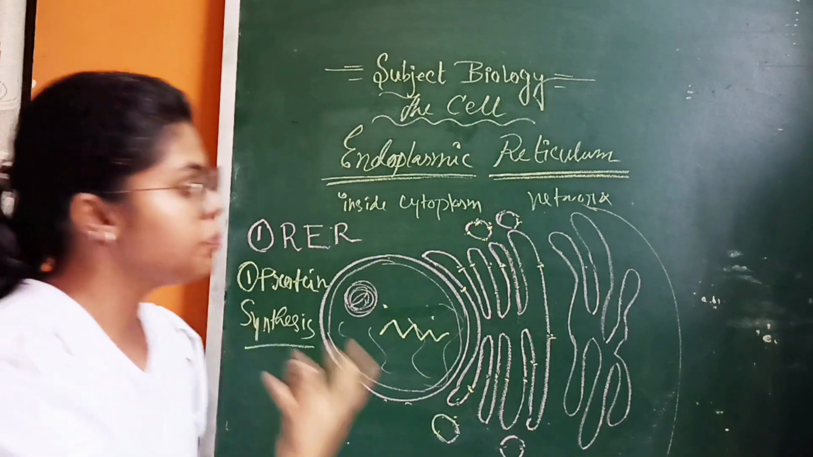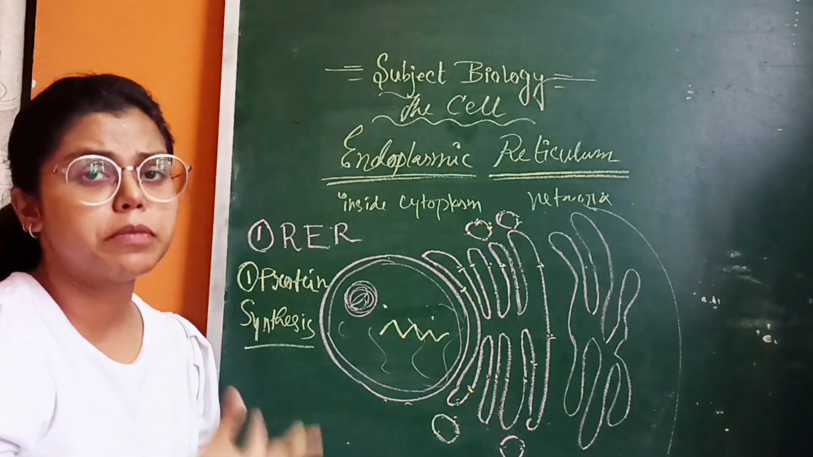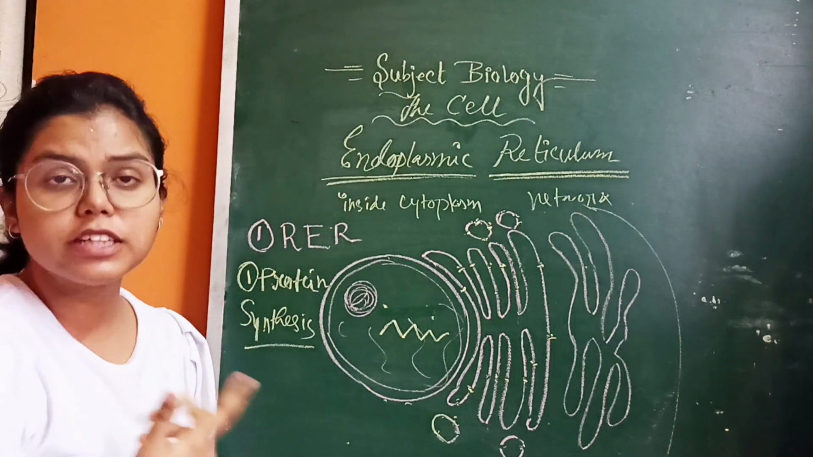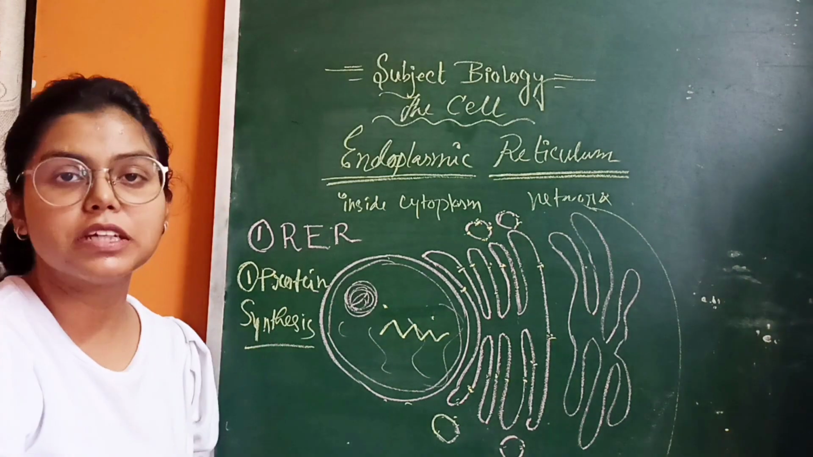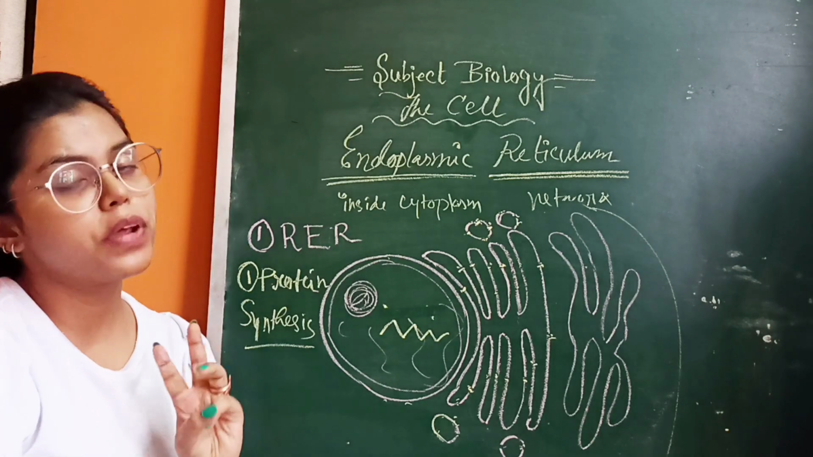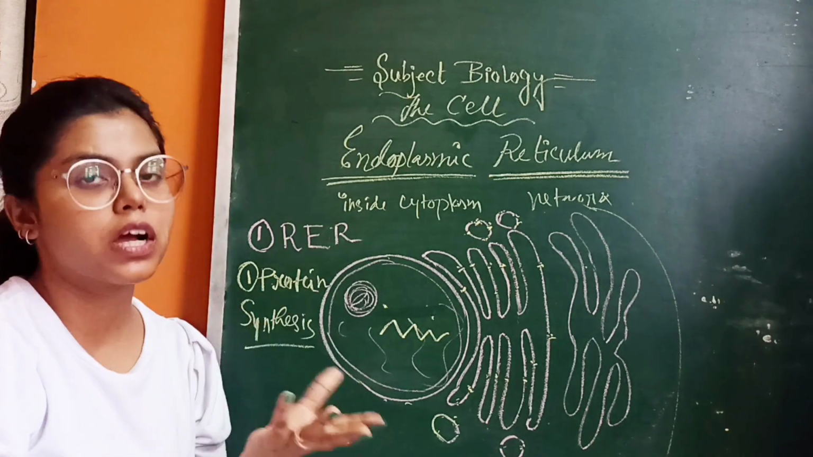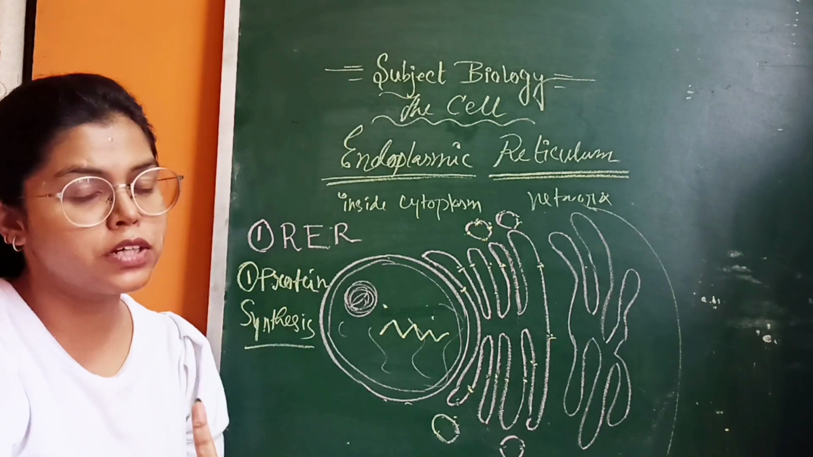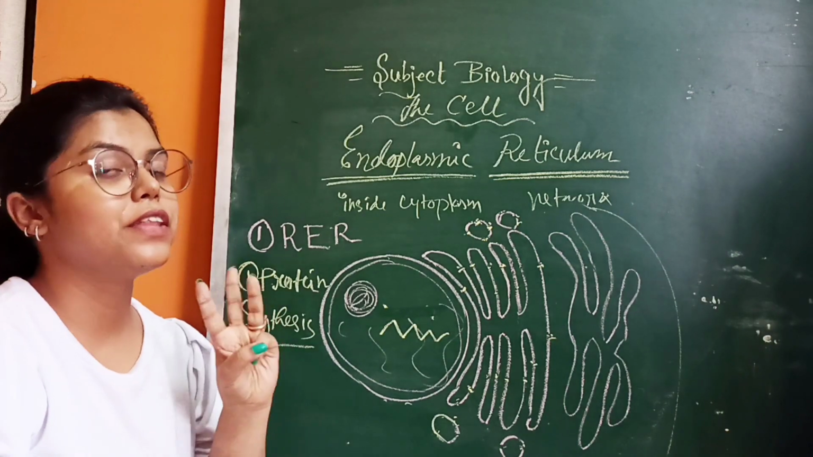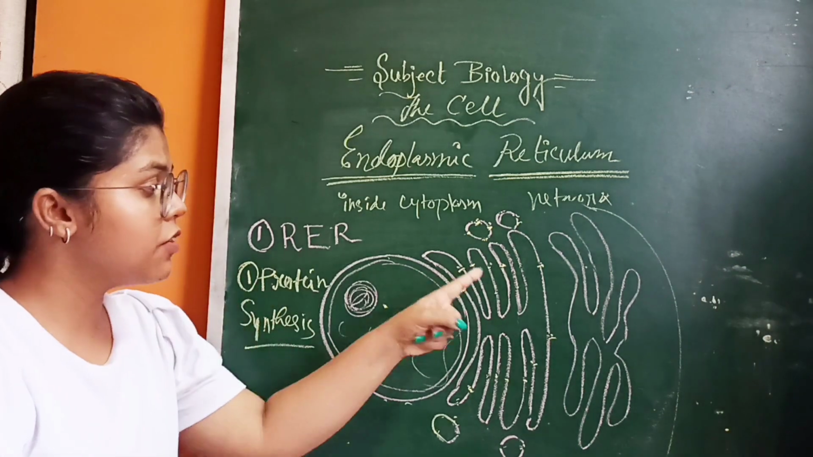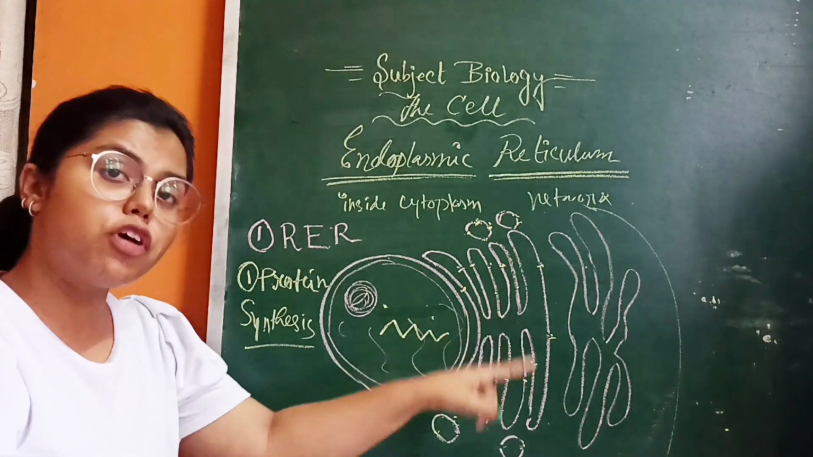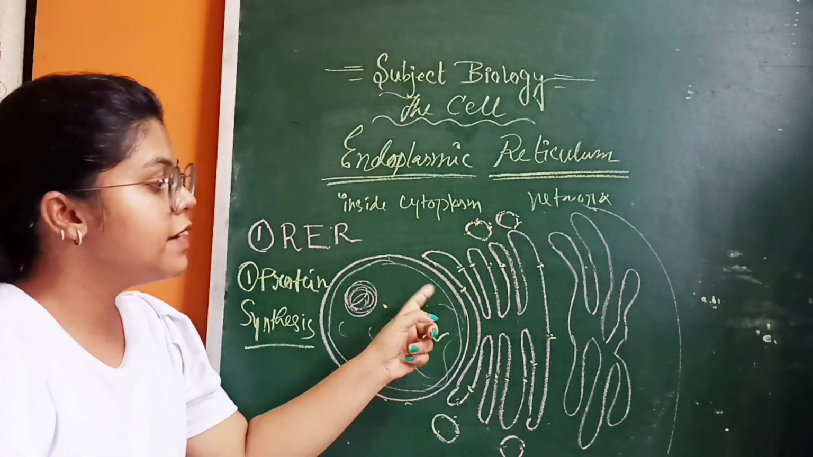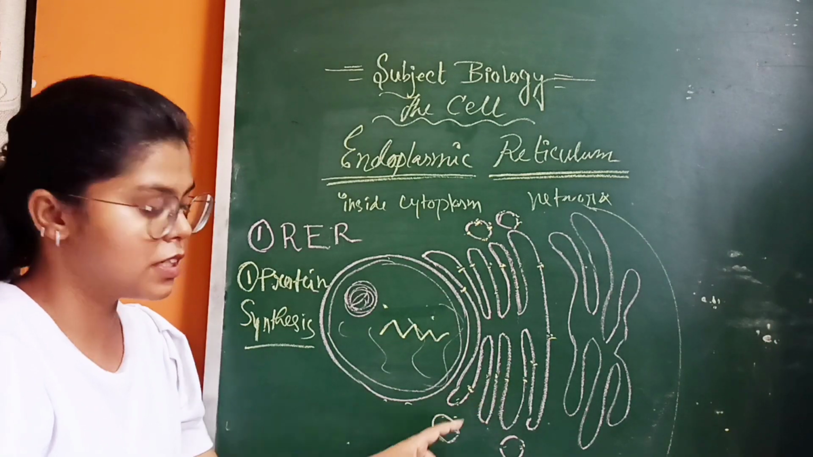Let me try to summarize today's lecture. Endoplasmic reticulum has three elements, or the structure is made up of three elements: one is cisternae, another one is vesicle, and the third one is tubules. The cisternae is closer to the nucleus, and it is formed from the nuclear envelope. Next is vesicle, which is closer to the cisternae.